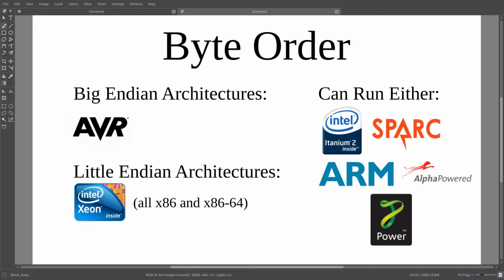Now, the larger, more powerful processors, such as the Itanium, the Power, the Sparc, the things that are used in large enterprise applications, generally tend to run either these days, but they ran Big Indian in the past. Do note, though, that while they can run either, they generally only run one at a time. This is determined either at boot time by the bootloader or by a hardware switch on the motherboard.